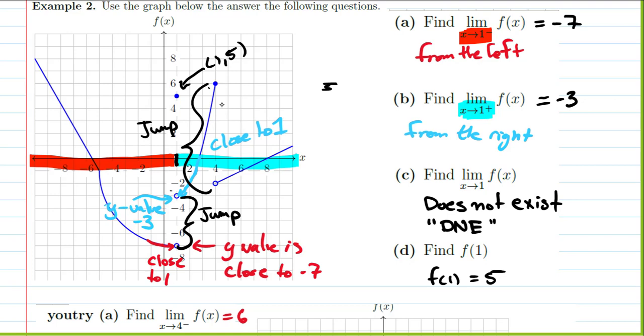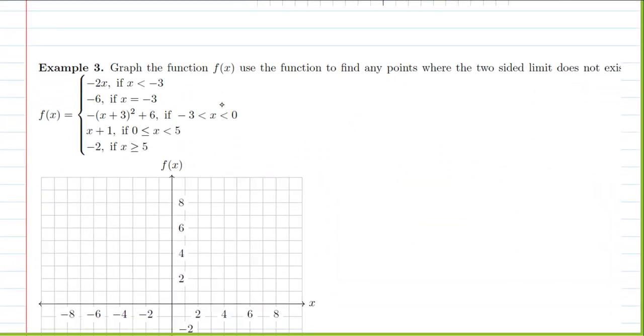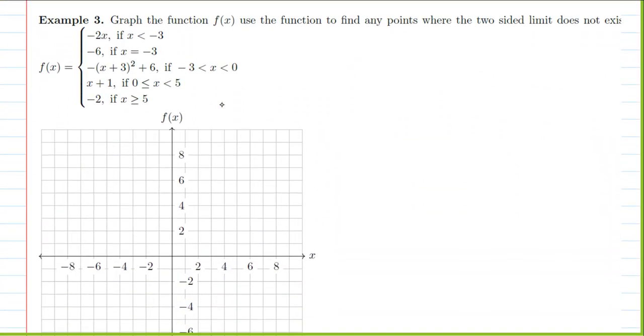Because if the graph jumps, the limit from the left can never be the same as the limit from the right. Because as I come in from the left, I get one value, and when I come in from the right, I get a different value because there was a jump that separated those two points. So we're going to refer to this as a jump discontinuity in the graph. Those are going to be the key areas that we are going to look for in order to determine where the two-sided limit does not exist graphically.